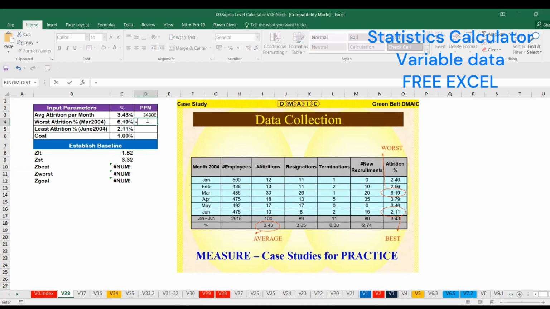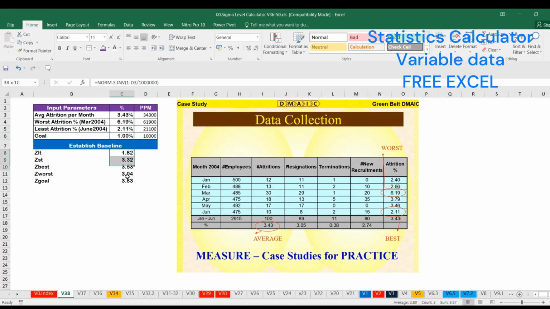Let me repeat again. There are two ways. One, multiply this number by 1 to the power of 6. Or, if you want, you can do it this way: just select the number and add 6 zeros, 1 2 3 4 5 6, right? And then you have the goal. Again, I will just copy and paste this number, and the goal is that in terms of PPM, we should be at only 10,000.